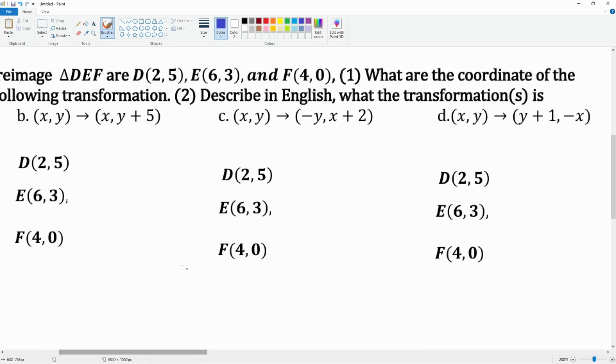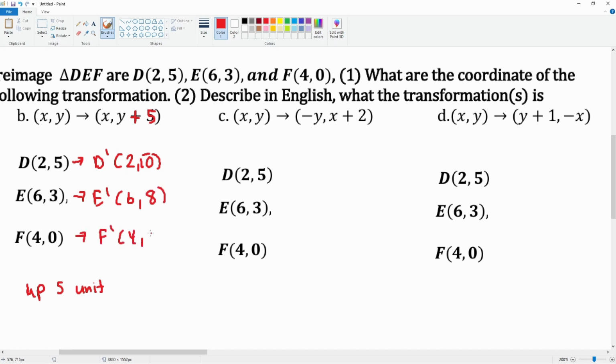Okay, B, this looks like a traditional problem. It's just adding 5 to the y. So that is just up 5 units, and it's only one transformation. So D prime is (2, 10), E prime is (6, 8), and F prime is (4, 3).